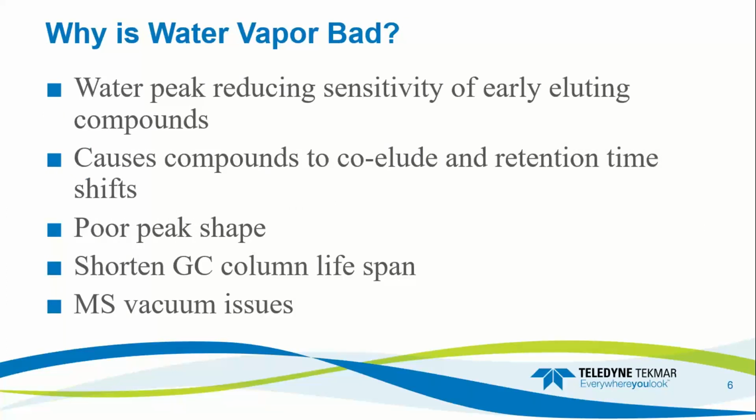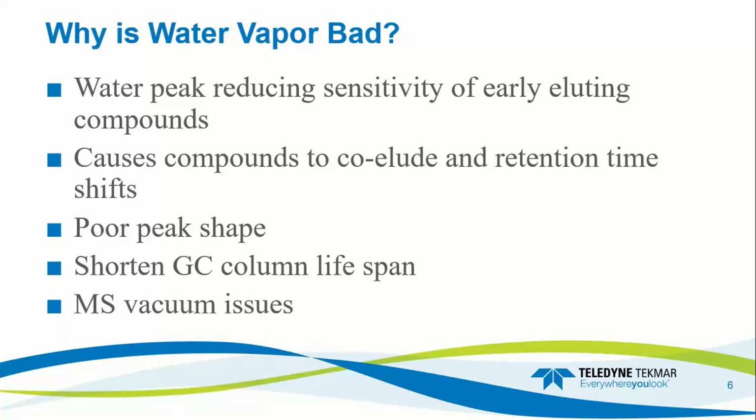So why is this water vapor bad? There are a number of reasons why we don't like water vapor in our systems. The water peak will minimize the sensitivity of our early eluting compounds, including our gases that come out with the water. The gases are hard enough to analyze as it is, so when the sensitivity of them is reduced even more by water, it becomes just that much more difficult.